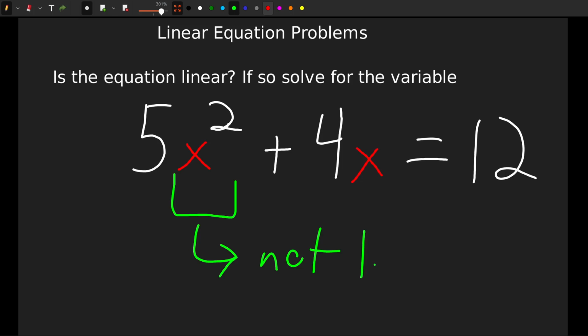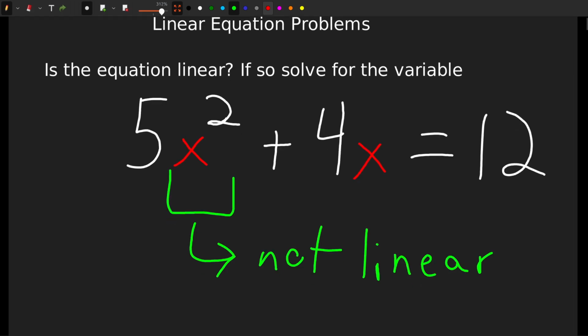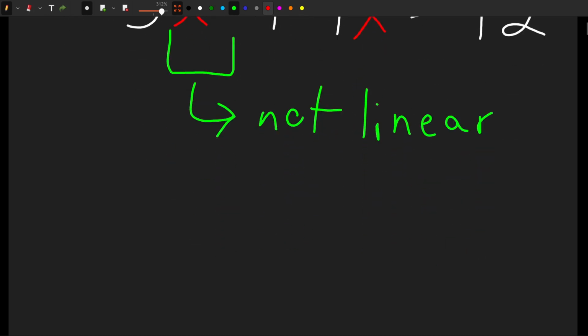Now, if we just had 5x and not 5x squared, then it would be linear and we could solve for it. But in this case, we cannot. So that was the first question. We'll move on to the next question, which will be very similar. We're again asking ourselves, is this equation linear? And if so, solve for the variable.